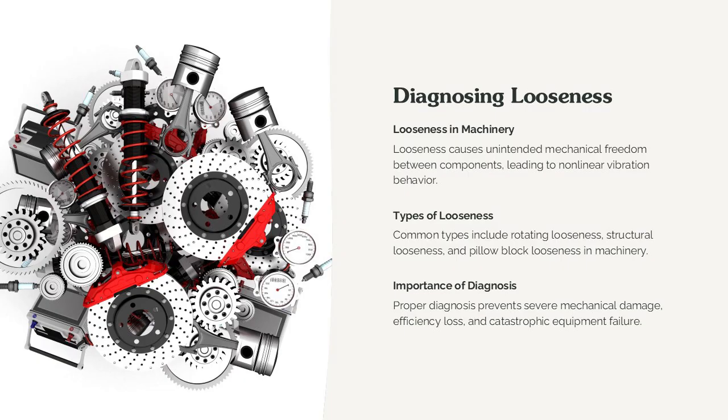This slide sets the tone for the full presentation by emphasizing the relevance of looseness as a critical factor in reliability engineering, predictive maintenance, and asset health monitoring programs. The content prepares the audience for a detailed exploration of various types of mechanical looseness, including rotating looseness, structural looseness, and pillow block looseness. It highlights why looseness is often misdiagnosed and how proper diagnostics can prevent severe mechanical degradation, efficiency losses, or catastrophic equipment failure.